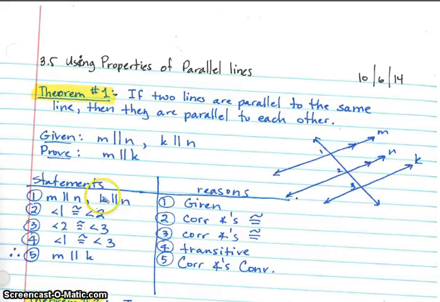So we start out with the given information, and from that we know that angle 1 and angle 2 are congruent because they're corresponding angles. And we know that 2 and 3 are congruent because they're corresponding angles. Well, a little transitive action happens here, and so you have angle 1 congruent to angle 3. So if you have 1 congruent to 3, then you have transitive again for line M and line K.